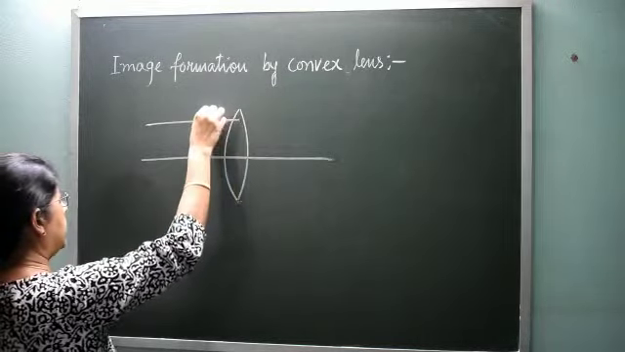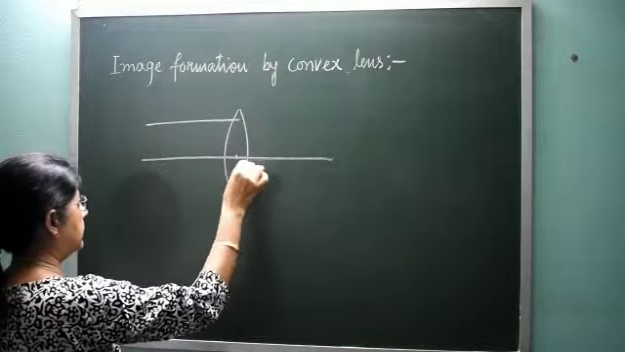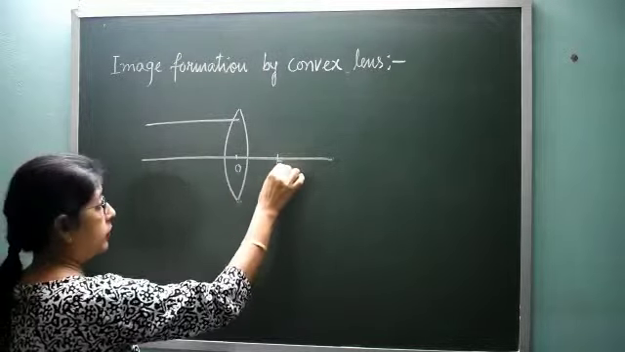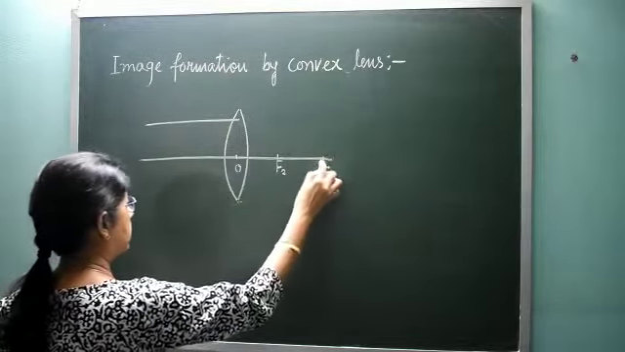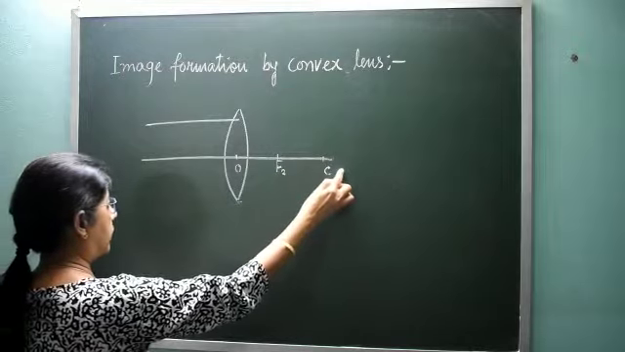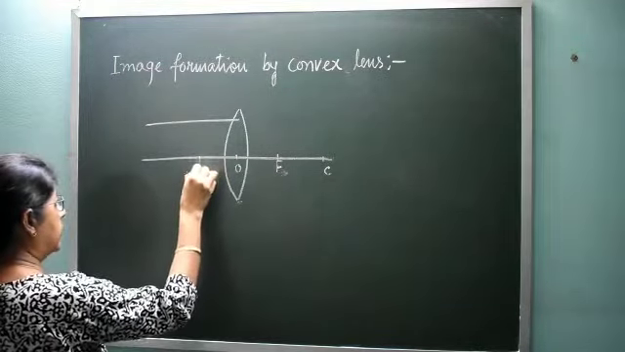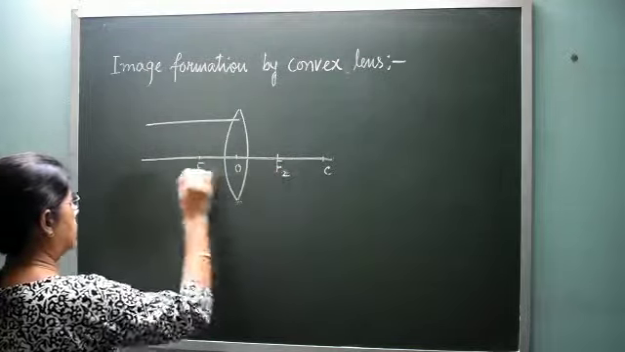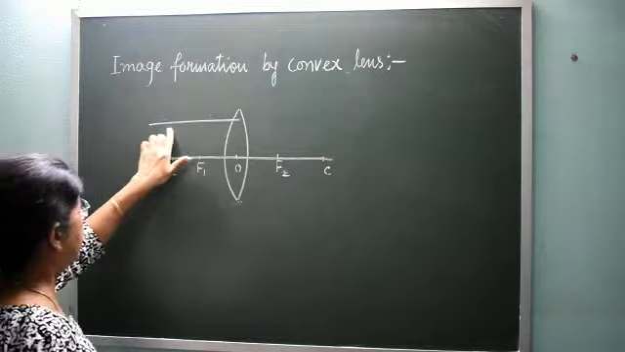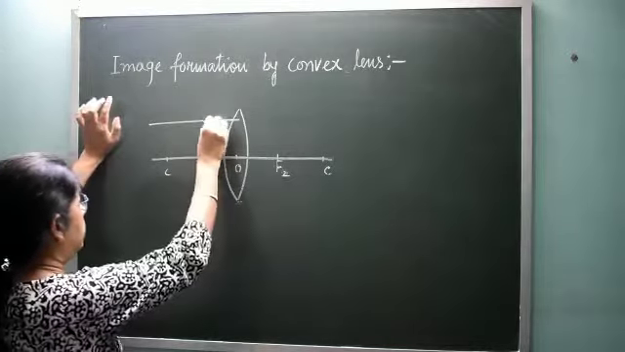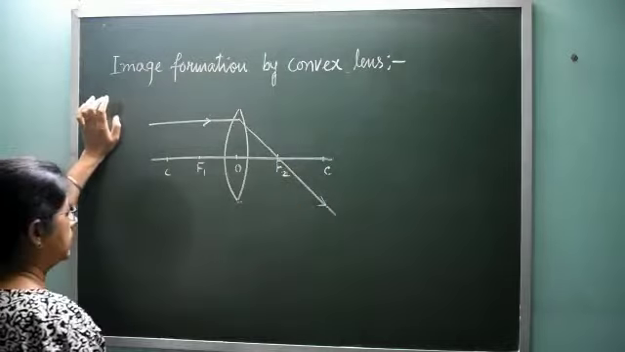Rule number 1. So this is your convex lens. Midpoint is optical center. This is your focus. This is center of curvature, or twice it. Similarly, this side will be the other focus, F1, and this is center of curvature. So rule number 1: if a ray comes parallel to the principal axis, after refraction it passes through focus.